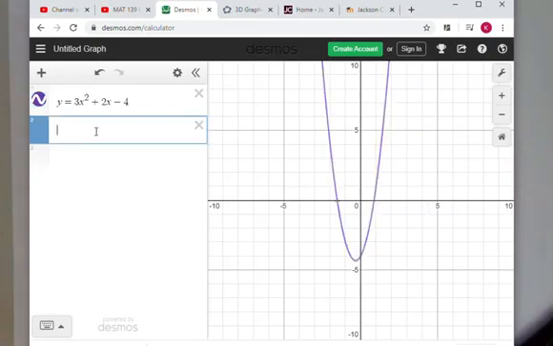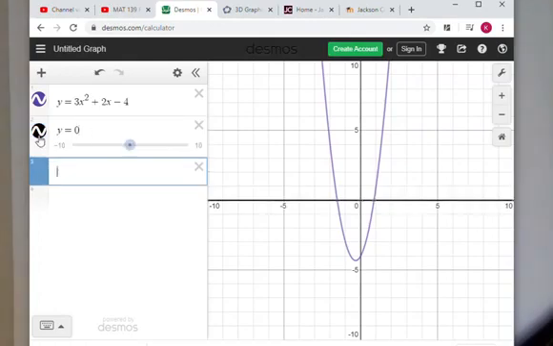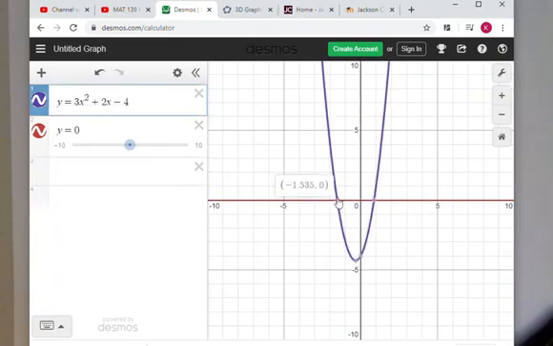Just to kind of be really clear about it, I will go ahead and also type in y equals 0. Let me change the color on that. See it a little better. There we go. But notice that the intersection points are exactly the same as those x-intercepts, which is always going to happen whenever 0 is one side of your equation.